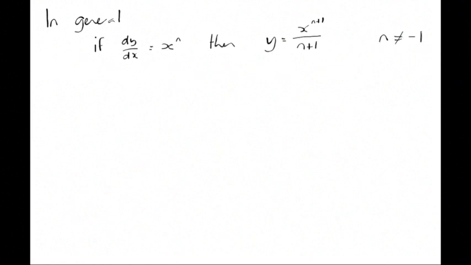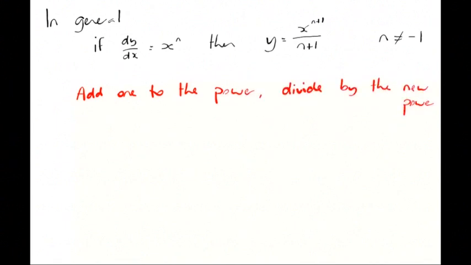In general, if dy by dx equals x to the n, then y equals x to the n plus 1 over n plus 1, where n can't ever equal minus 1 for this to work, because we can't divide by 0. Our general rule to that effect is add 1 to the power, divide by the new power. So that's our rule that we kind of remember.